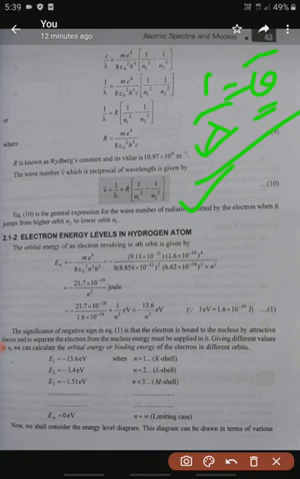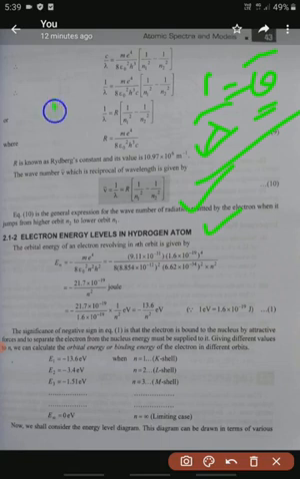So these are the quantities associated with Bohr's orbit. Last class we calculated velocity and frequency. Today we calculated total energy, kinetic energy, potential energy, and the wave number also. Next we will discuss the electron energy levels in the hydrogen atom.